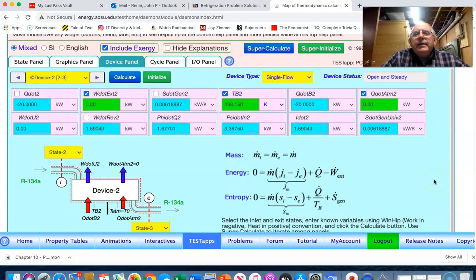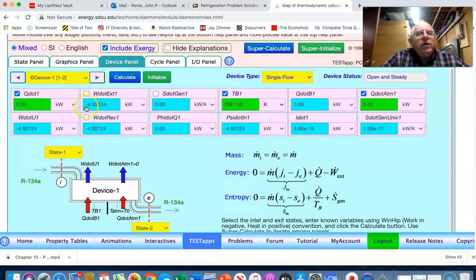you'll see that it actually established that the dead state temperature or any heat transfer coming in needs to be identified from what temperature. And so in order to do this properly, we need to know what the dead state temperature is.